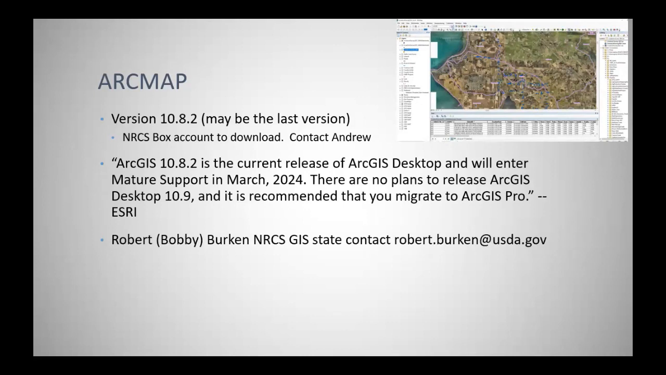Bobby Birkin, Robert, is the state contact to get the license files and that kind of stuff. And they'll also send you an Excel file so you can list out the people who are using it and the machines and all that kind of stuff, so they can keep track of each computer that's running ArcMap.